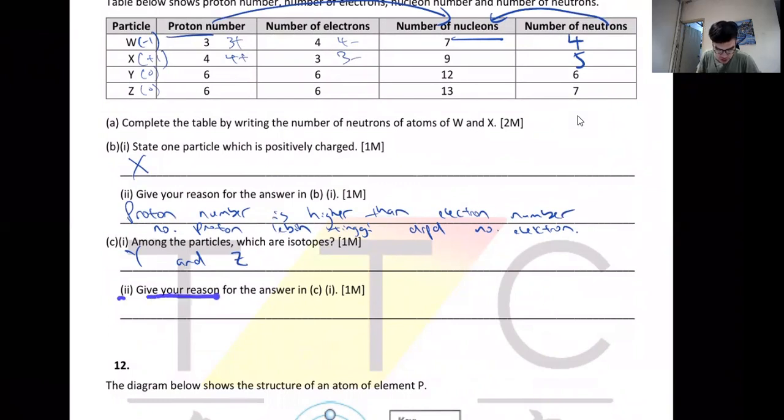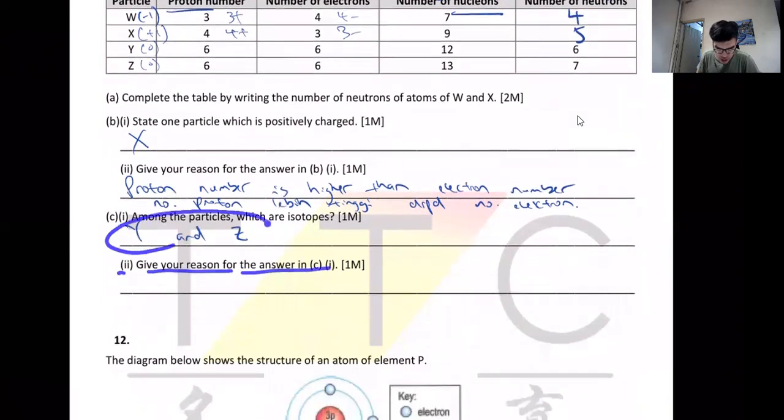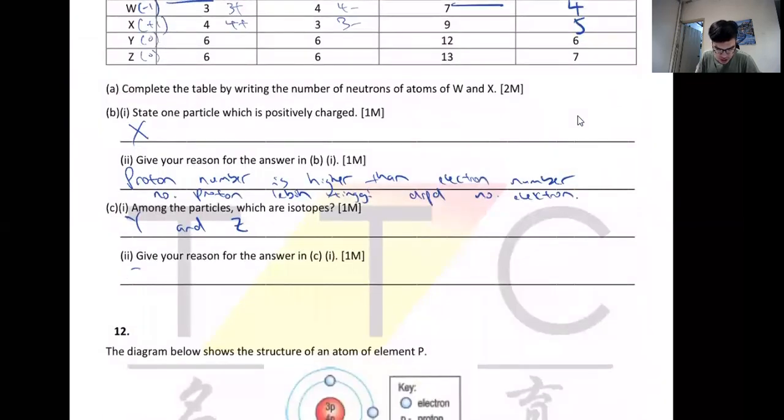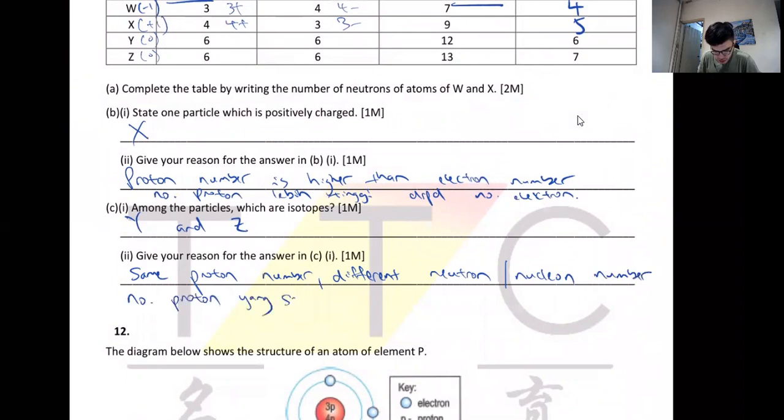So number 2, give your reason for the answer in C1. How do you know they are isotopes? According to the isotope definition, they have the same proton number, different neutron or neutron number. So we can write the same answer here. They have the same proton number, different neutron or neutron number. Number proton sama, neutron atau nombor neutron yang berbeza. Sorry.